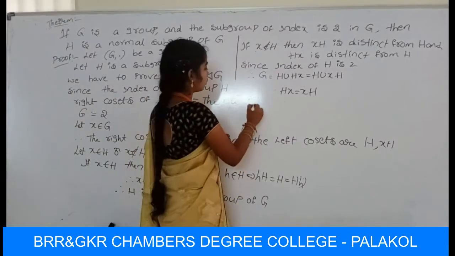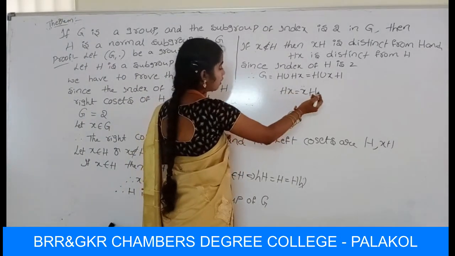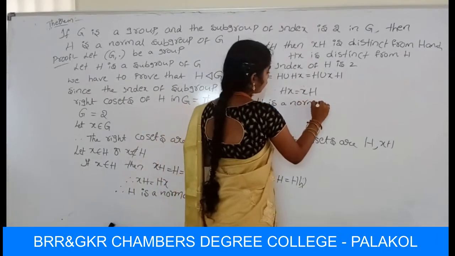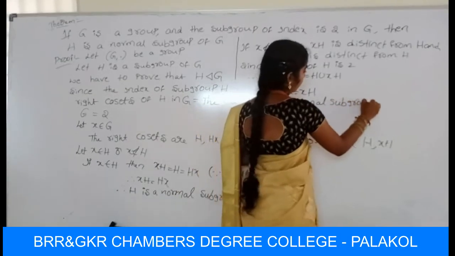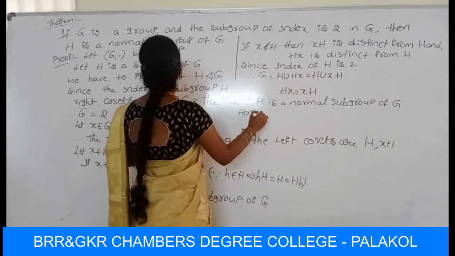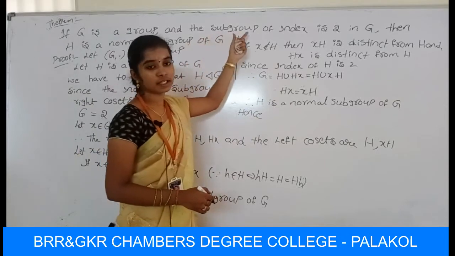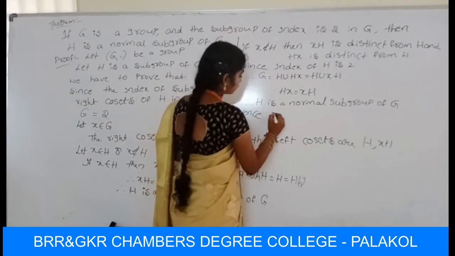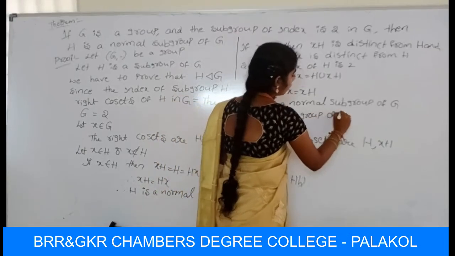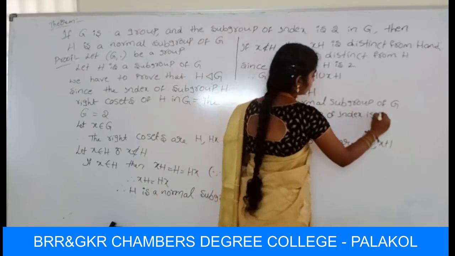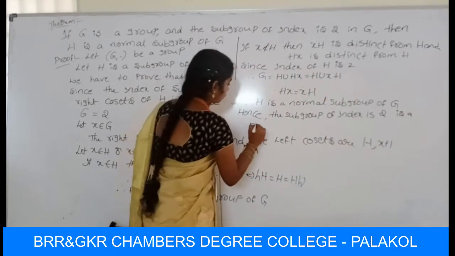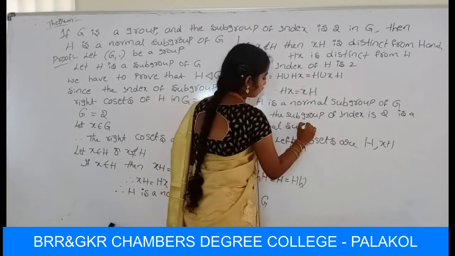So therefore HX is equal to XH. So that means H is a normal subgroup of Z. So H is a normal subgroup of Z. Hence a subgroup of index 2 is a normal subgroup. Hence the subgroup of index 2 is a normal subgroup of Z.